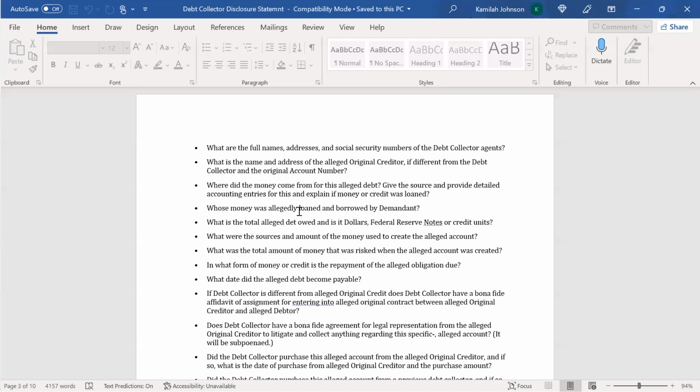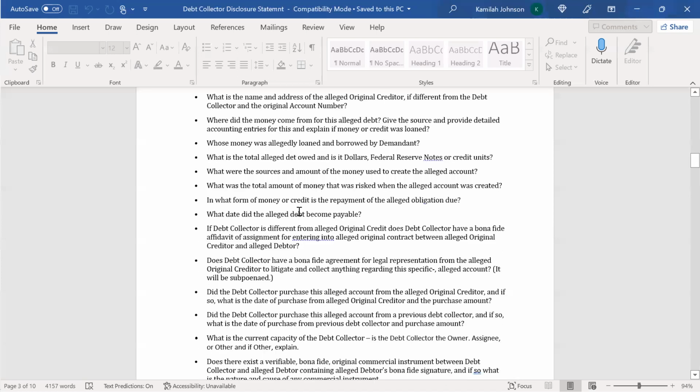What is the total alleged debt owed? And is it in dollars, Federal Reserve notes, or credit units? So we like, how did you get it? What is it? How did this debt get paid? What were the sources and amounts of the money used to create the alleged debt? What was the total amount of money that was risked when the alleged account was created?